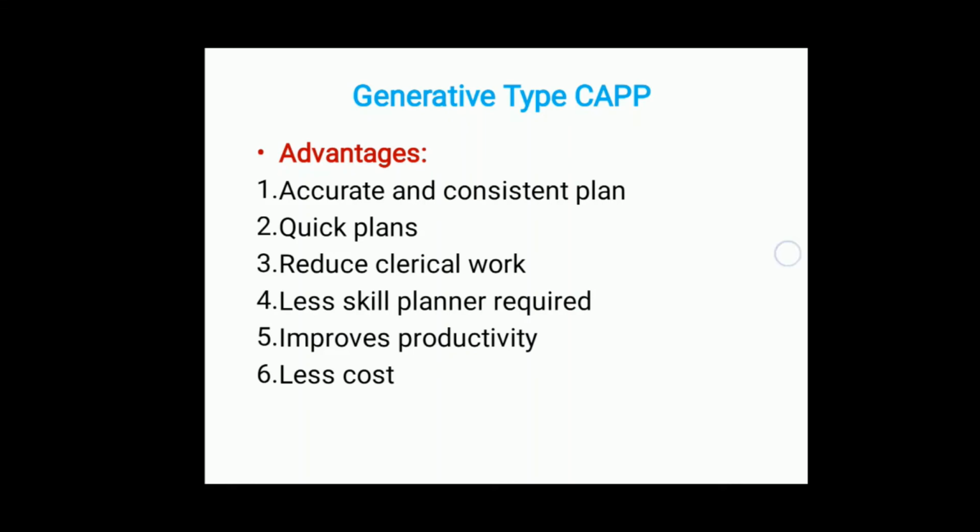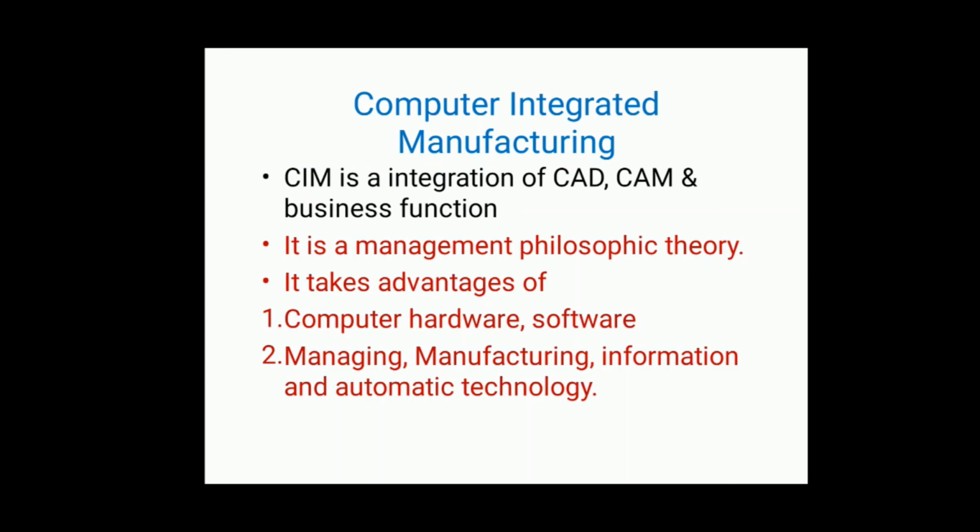We will see the next part, that is computer integrated manufacturing, CIM. It is the integration of CAD, CAM and business functions. CAD is computer aided design, CAM is computer aided manufacturing, plus business functions. It integrates all functions. It is a new kind of management philosophy and theory used in organizing, managing and running an enterprise's production.